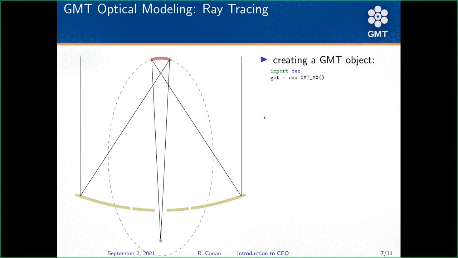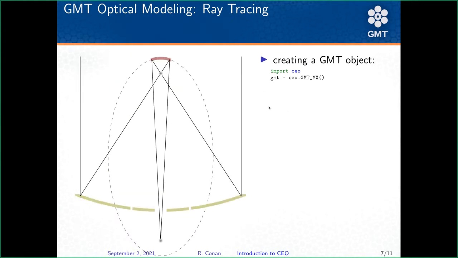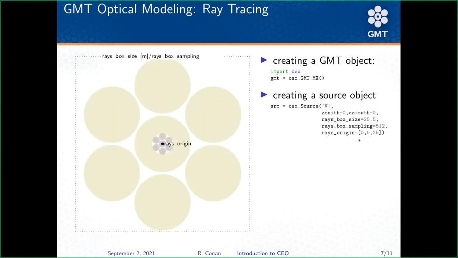Then you also need to define a source that is going to get propagated through the telescope. So here is how we define the source. Let me explain what these parameters are. First, we specify the photometric bandwidth. CEO understands the main astronomical photometric bandwidths, and you can even specify your own. If you replace that, for example, by a tuple, I think, in which you specify the wavelength, the spectral bandwidth, and the zero point, the flux, it will understand that. But the simplest way is to use the predefined one.